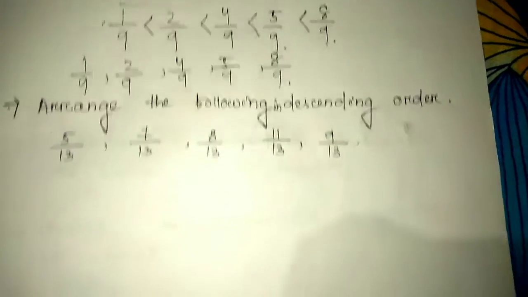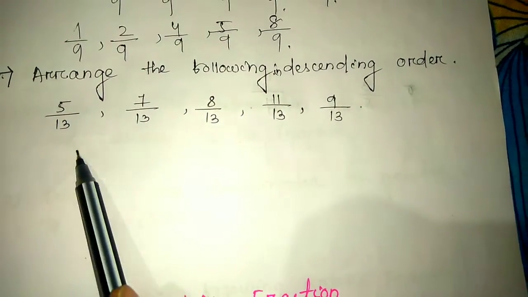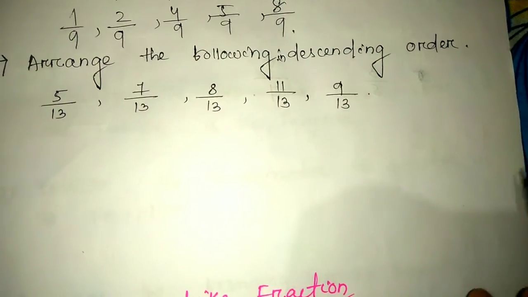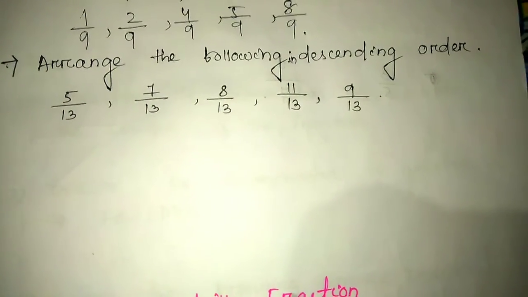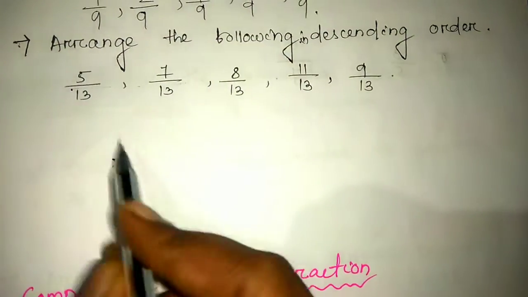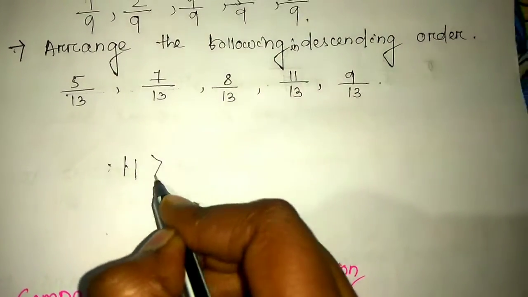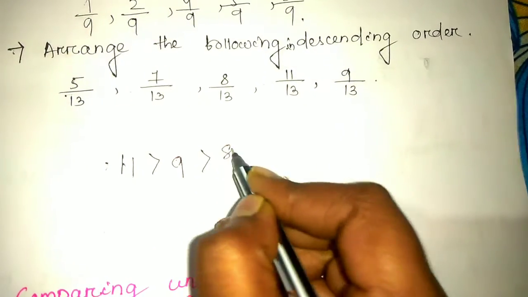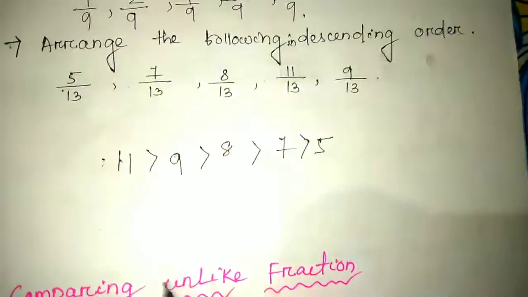Let's see another example. Arrange the following in descending order. So we are given 5 like fractions and we have to arrange them in descending order. Descending order means we have to arrange them from the greater one to the smaller one. So we have to arrange the numerators first. Here 11 is greater than 9 and 9 is greater than 8 and 8 is greater than 7 and 7 is greater than 5.